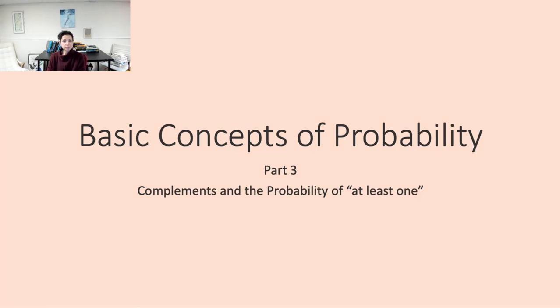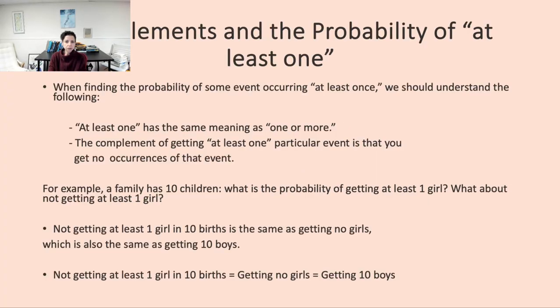Okay, so in part 3, we are going to continue talking about probability, talking about compound events. But this time we're going to be talking about two ideas. We're going to be talking about complements and the probability of at least one, and also we're going to be talking about conditional probability. So first off, complements and the probability of at least one.